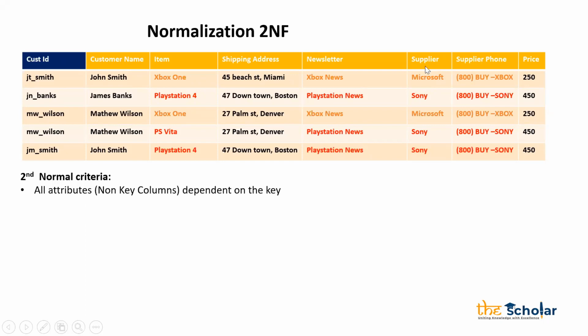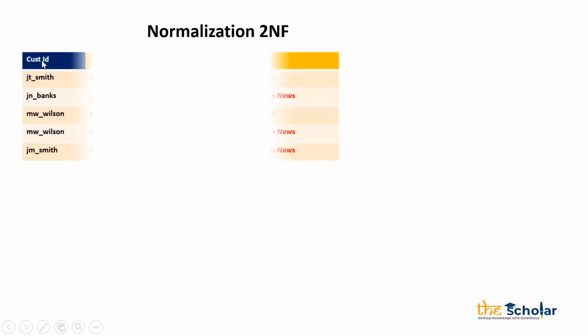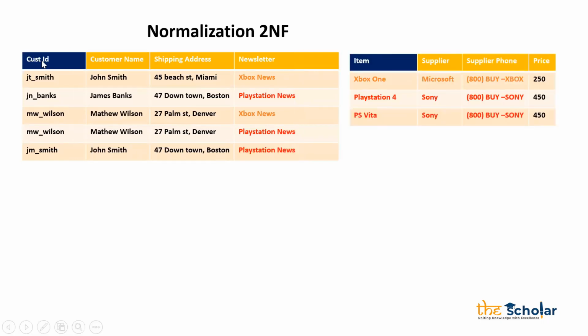Based on the supplier, I am able to identify the phone number, the price, the newsletter, the item, many of the columns, right? My whole and sole requirement should be that I can identify all of my attributes in a table from the primary key only. And to solve that problem, this is the solution.